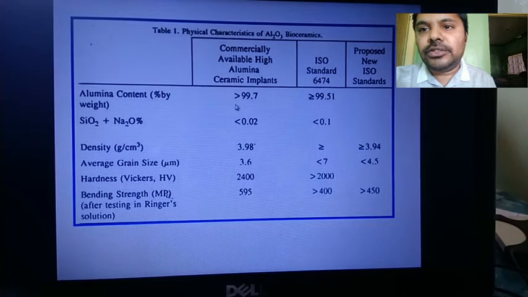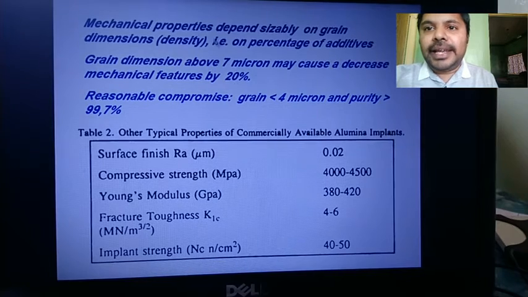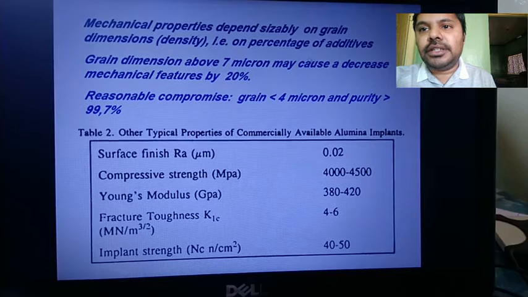The alumina content should be greater than 99.7. Additives should be less than 0.02 percent. Density is 3.98 gram per centimeter cube, and 3.6 is the commercially available material. This is the ISO standard fixed. The mechanical properties of the alumina depend on grain dimensions, that is, on the percentage of additives. Grain dimensions above 7 micron may cause a decrease in mechanical features, and the allowed grain size will be less than 4 micron, and purity should be 99.7%.